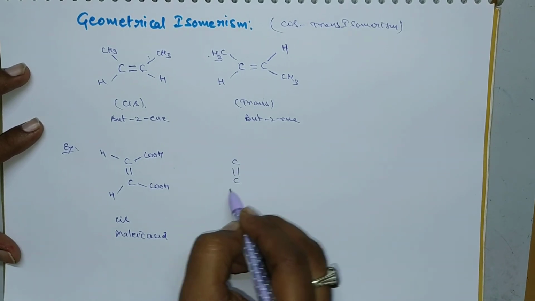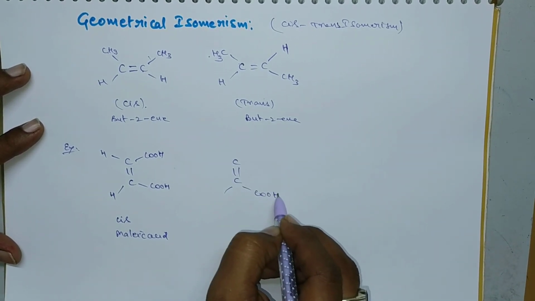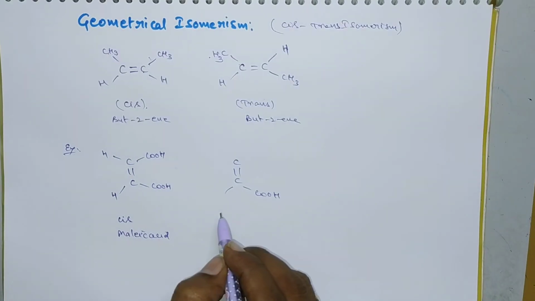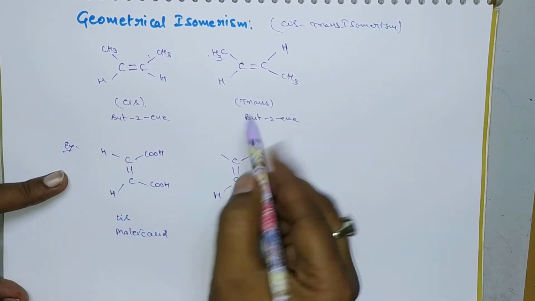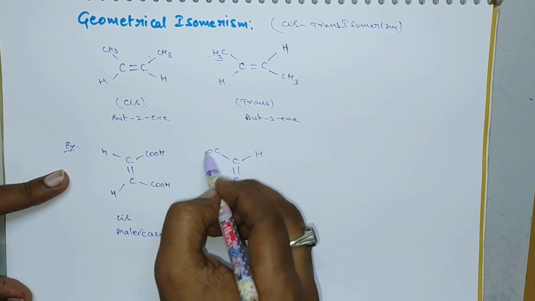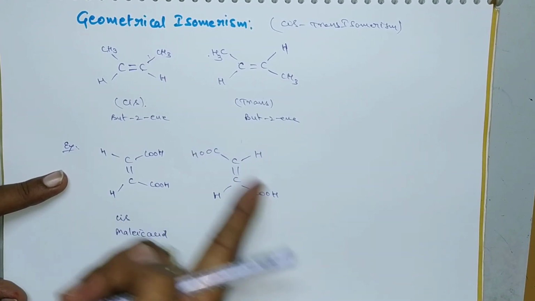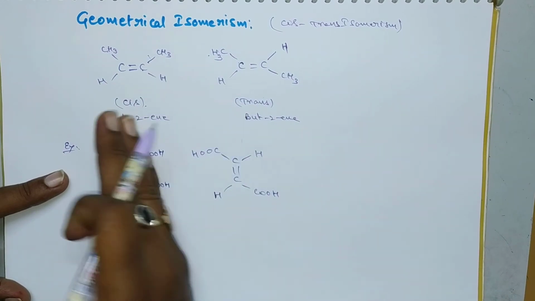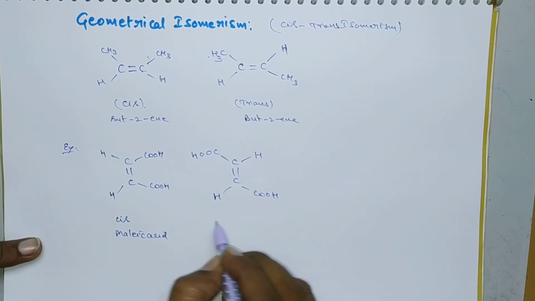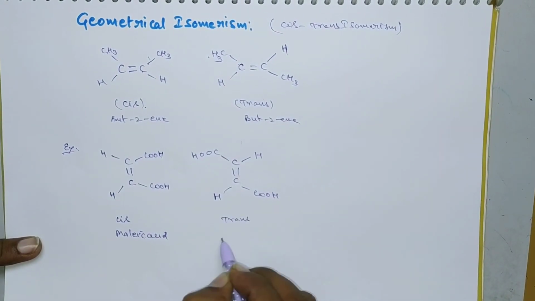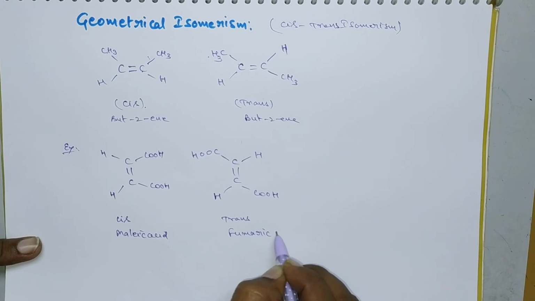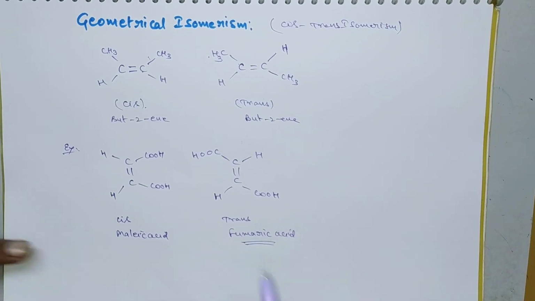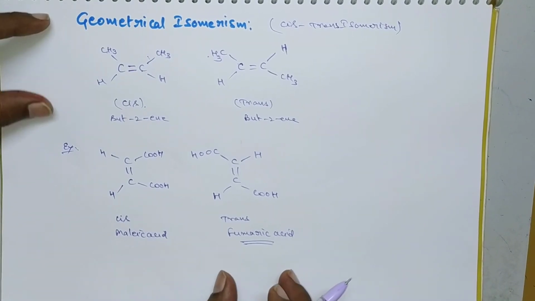If it is cis maleic acid, and if it is trans, that means by breaking this bond and this bond, we can exchange these two groups like this: C double bond C, COOH, H. Here we exchange these two, that is H here and COOH here. Now the two COOH groups are present on opposite sides of the plane of the double bond, so this is the trans isomer. This trans isomer is called fumaric acid. In this way we get cis-trans isomerism.